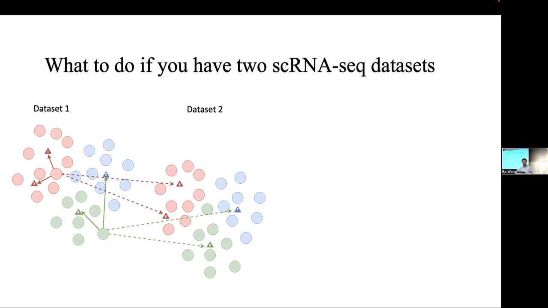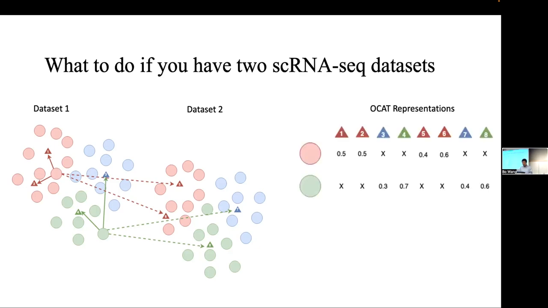Let's use a toy data set just to quickly walk you through the basics behind OCaLLI. Let's say you have two data sets. The first step is, as I mentioned, you choose those cells. In this example, for every data set, I choose four. Certainly this number is a hyperparameter you need to select. And then in total, we have eight.